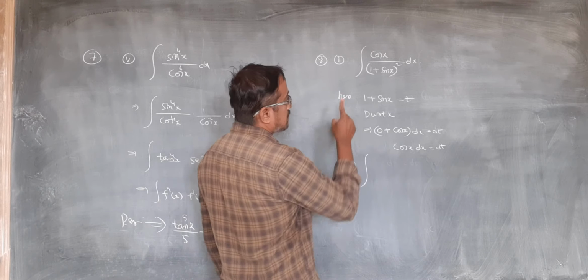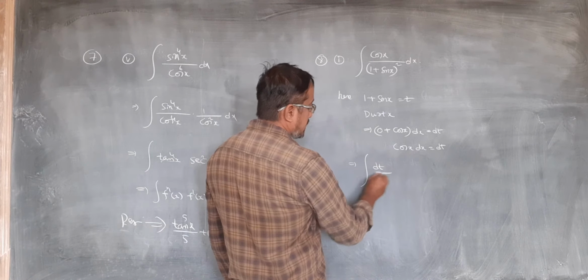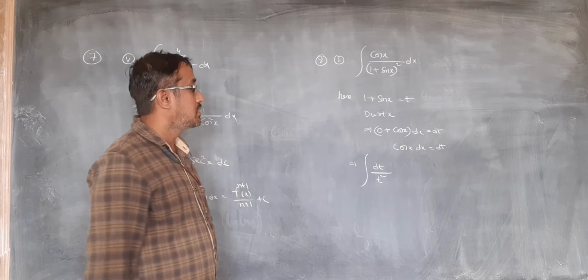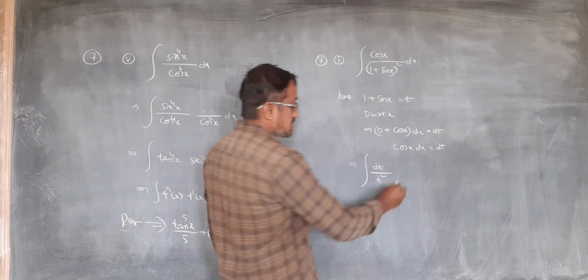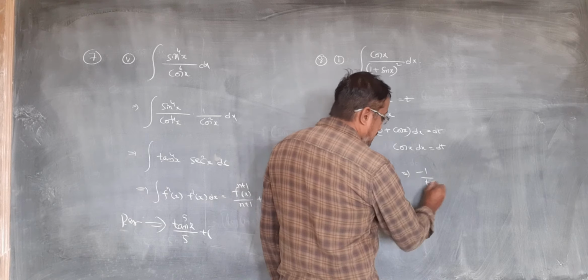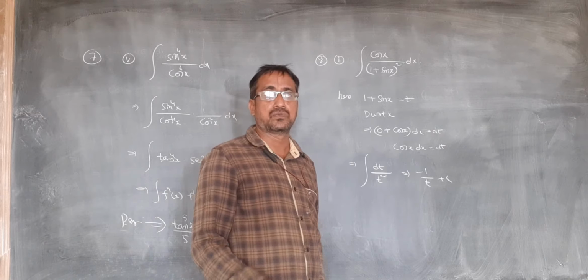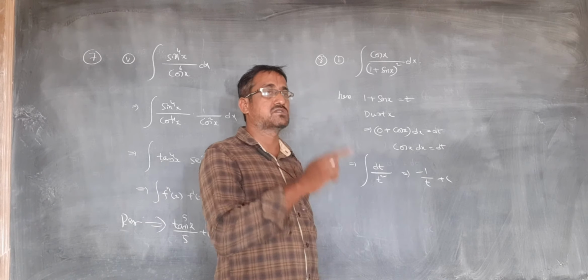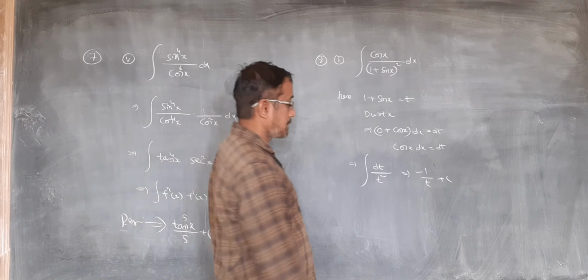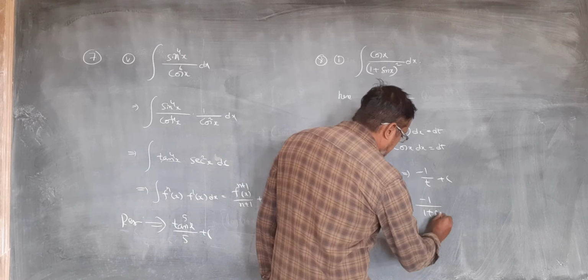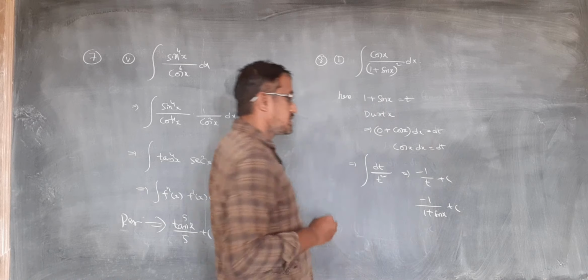Integral, now cos x dx is dt by t square. 1 plus sin x is t. So integral 1 by t square is minus 1 by t plus c, otherwise you can write it in the form t power minus 2. T power minus 2 plus 1 by minus 2 plus 1. So minus 1 by, where t is 1 plus sin x plus c, that is the result.